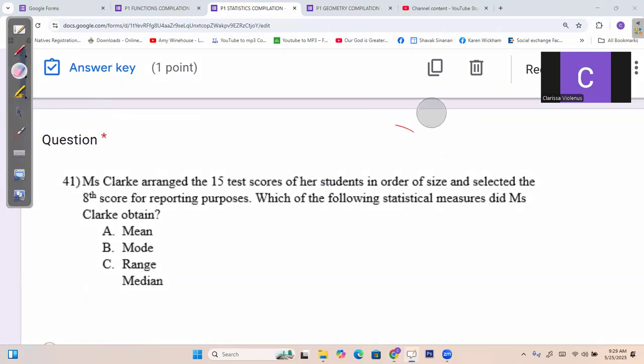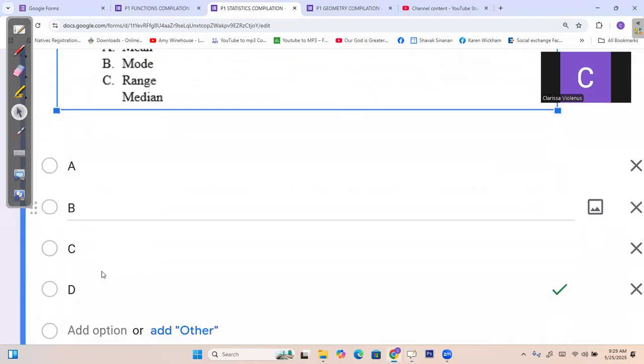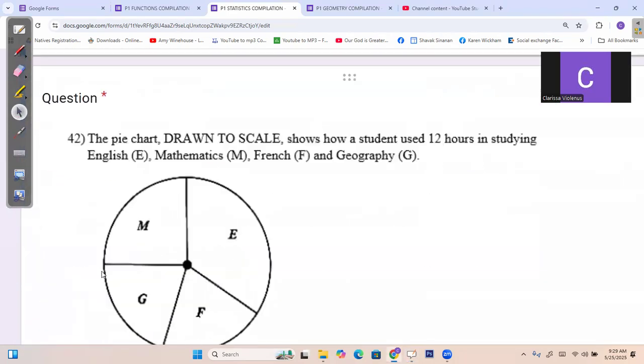Miss Clark, you gotta read because they could be asking for something else. Miss Clark arranged 15 test scores in order of size and selected the 8th score. So she put them from smallest to biggest and picked the middle one. So that's the median. So that's D. We did that one already.